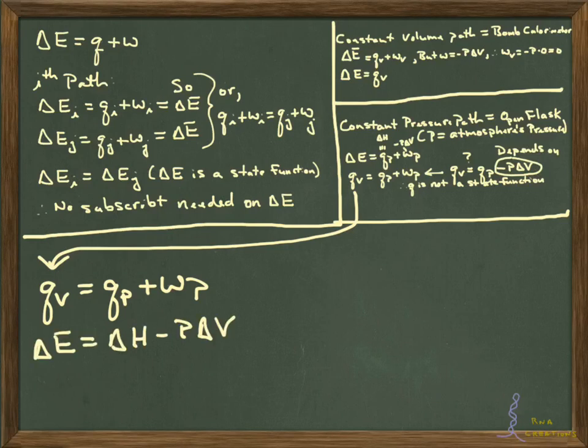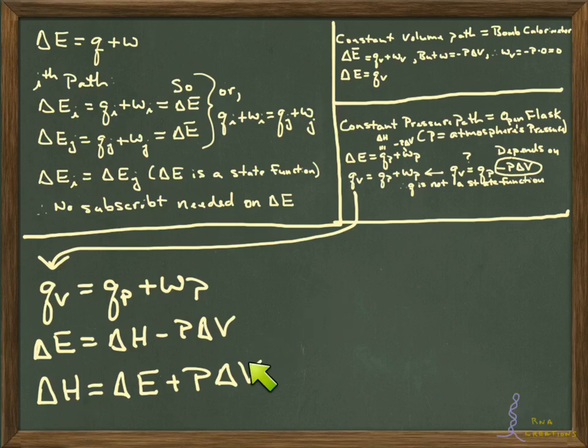Let's continue this and go ahead and look at Q sub V and Q sub P in terms of delta E and delta H. Even though Q is not a state function, Q sub V is a state function, delta E, and Q sub P is a state function, delta H. So that leaves us with the very familiar equation that delta H equals delta E plus P delta V.